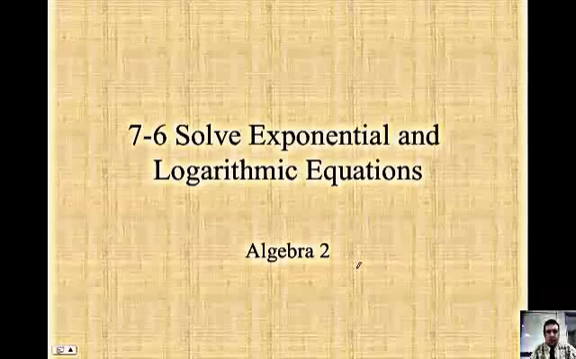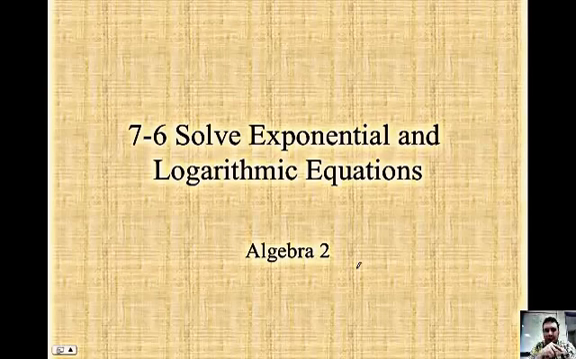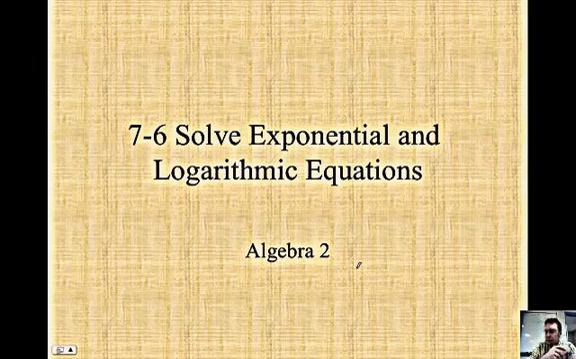Hey guys, section 7.6, we're going to solve some exponential and logarithmic equations. This is kind of a nice section because it's just solving equations. That's it. So I think people normally do pretty good at this. So let's go through some.